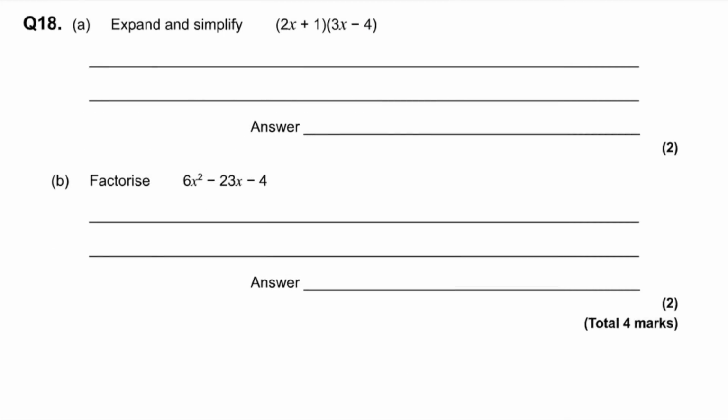Question 18, expand and simplify 2x plus 1, 3x minus 4. So multiplying out brackets again. I'm going to do it as a grid method. Don't have to do it as a grid method, but if you drop a term, that's on you.